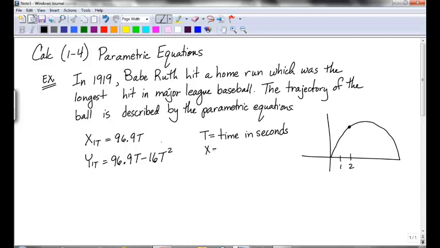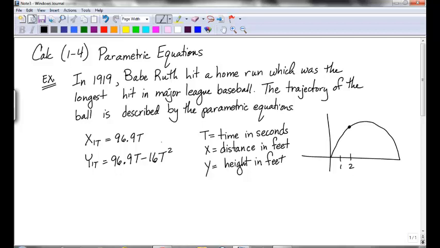X is going to be the distance in feet, and that would be the distance out or away from the hitter. And y would be the height in feet.